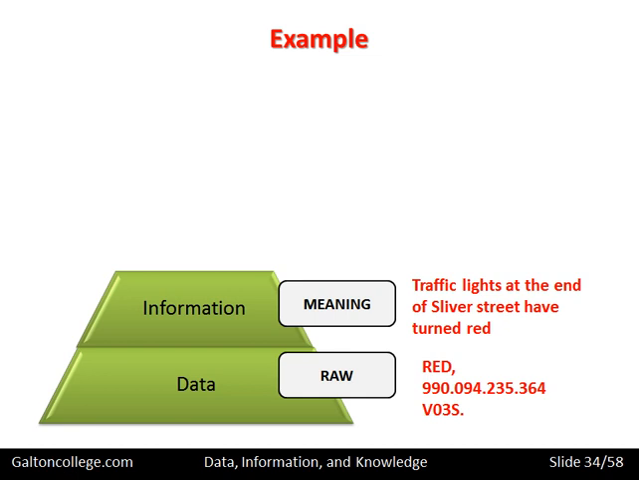And V03S, well, that could be where the traffic lights are on Silver Street. So we have raw data which we've now interpreted. So now it becomes information. We now know what the raw data means. It means the traffic lights at the end of Silver Street have turned red. We have meaning.